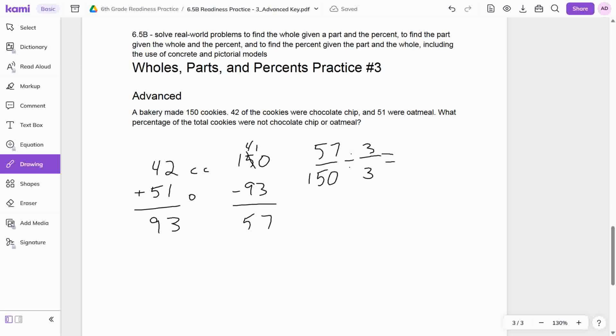All right, so 3 goes into 57 19 times. I use my divisibility rules. I knew 57 was divisible by 3 because 5 plus 7 makes 12, and 12 is divisible by 3. That's the divisibility rule, and that's 50. Now, this works. Even though I just divided by 3, look what happens if I double this. 2, 2. I'm going to get 38 over 100. 38 hundredths, right, is 38 per 100, or 38%.